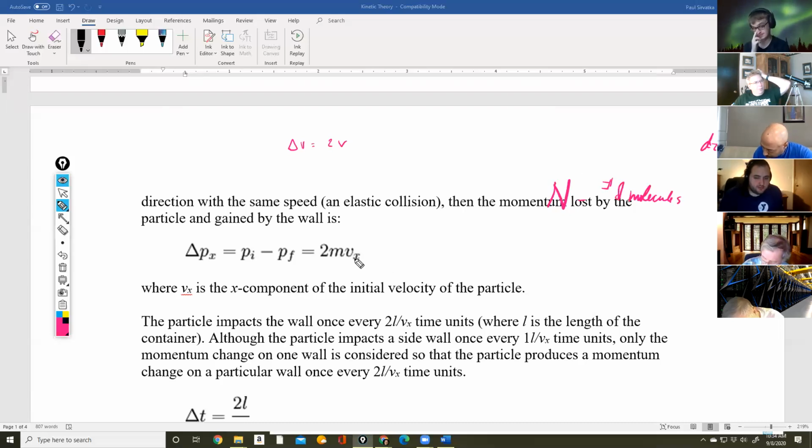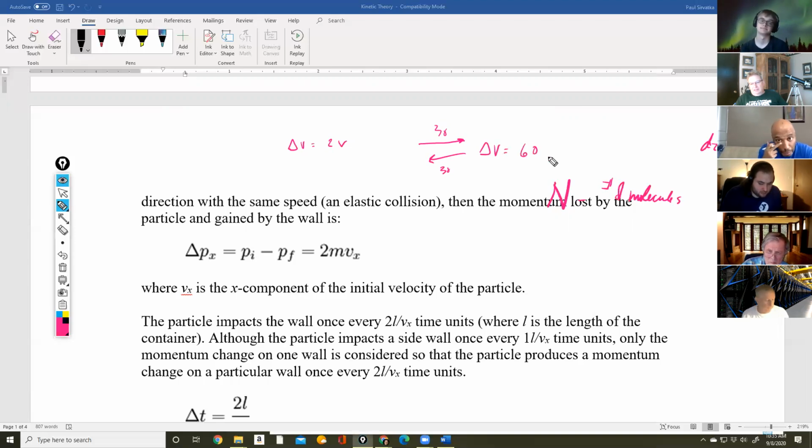This is for when the momentum is lost and gained by the wall. It's the molecule having an elastic collision. Remember, you said 30, and then I went this way at 30. What's the change in the velocity? Was 60, right? But the change in the velocity is really 2 times the velocity.